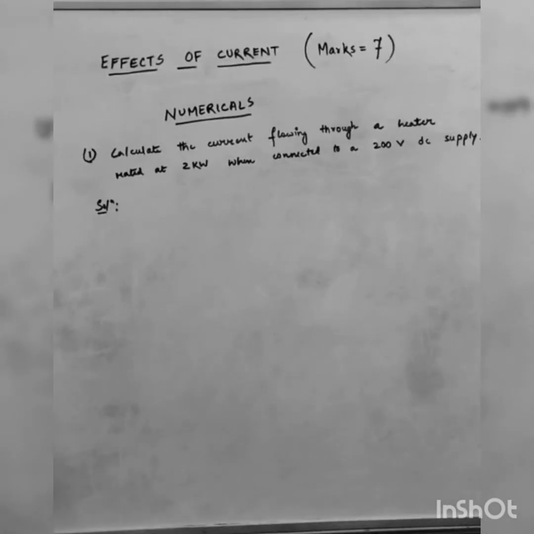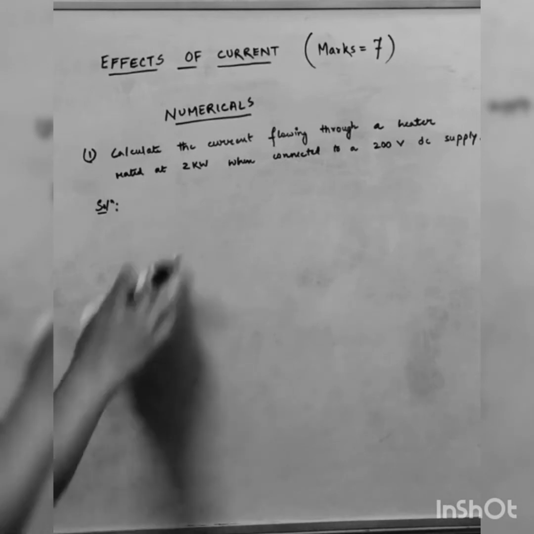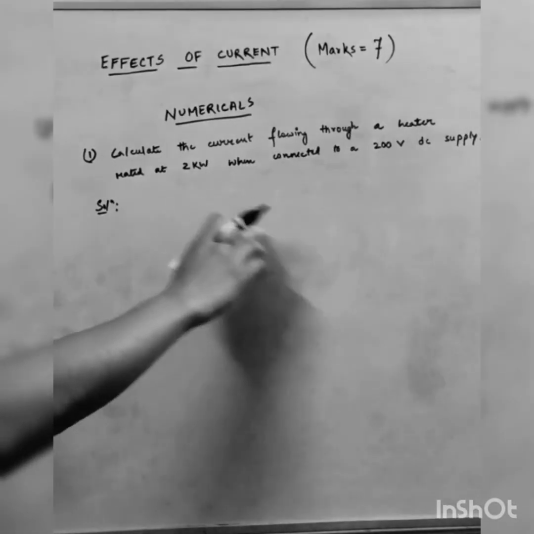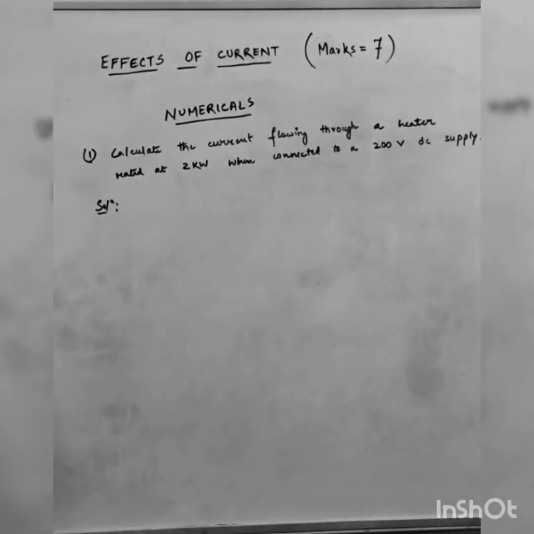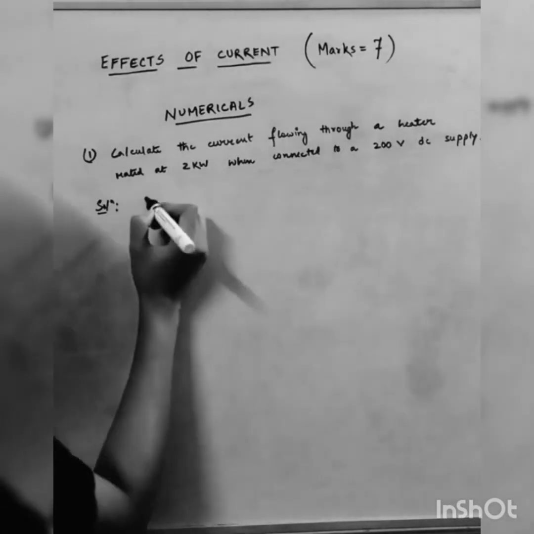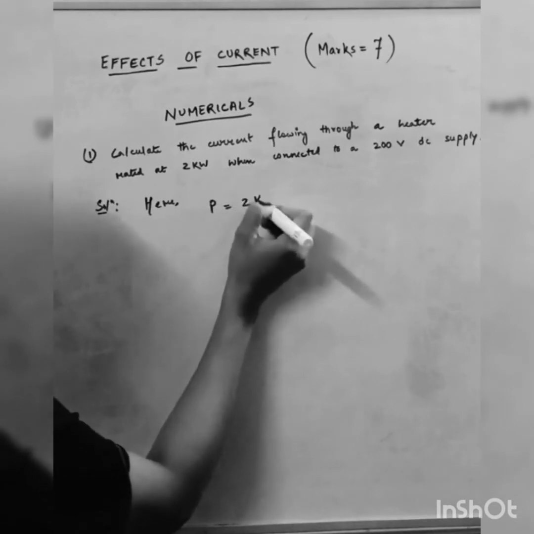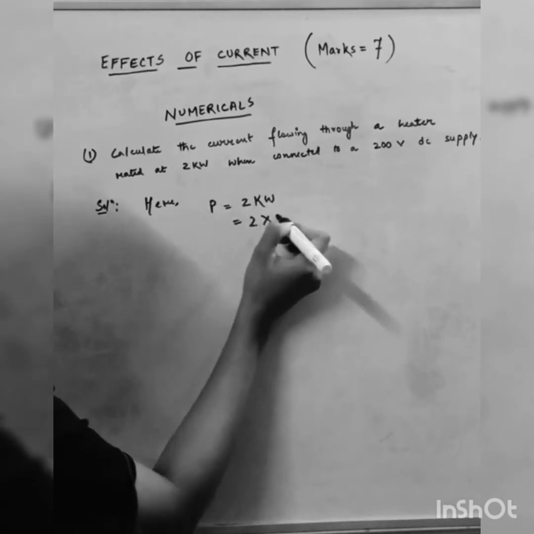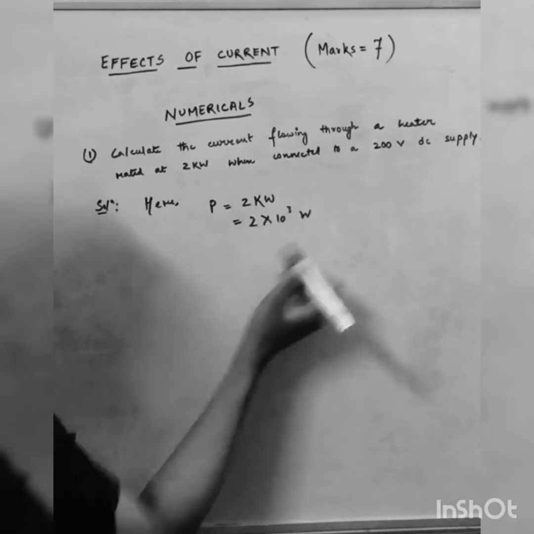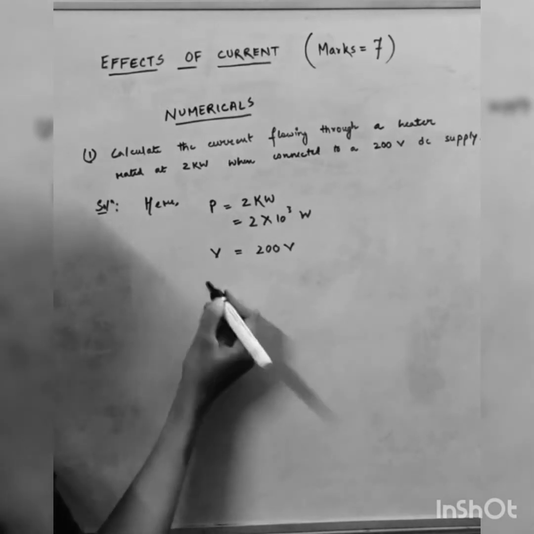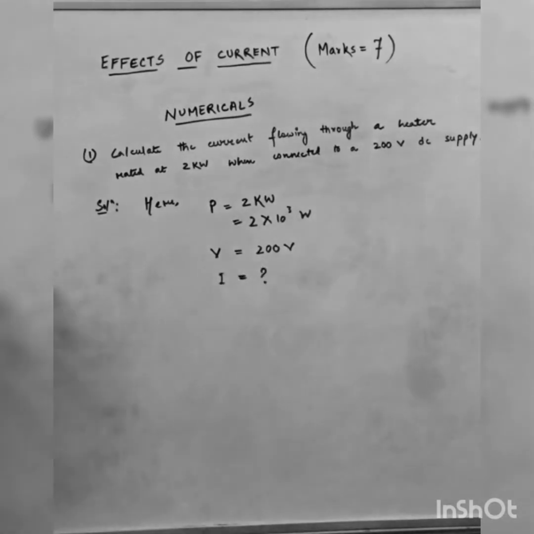The first question is: calculate the current flowing through a heater rated at 2 kilowatts when connected to a 200 volt DC supply. Here we are provided with the power of the heater, which is 2 kilowatt, and the voltage, which is 200 V. So we write the power as 2 into 10 to the power 3 watt, and the voltage V is given as 200 volt. We need to find the current flowing through the heater.